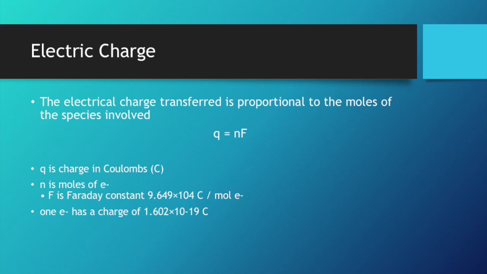This equation shows us that Q equals nF, where Q is the charge in coulombs, n is the moles of electrons in the species or reaction you're using, and F is Faraday's constant, which is 9.649 times 10 to the 4th coulombs per mole of electrons. And one electron has a charge of 1.602 times 10 to the negative 19 coulombs.